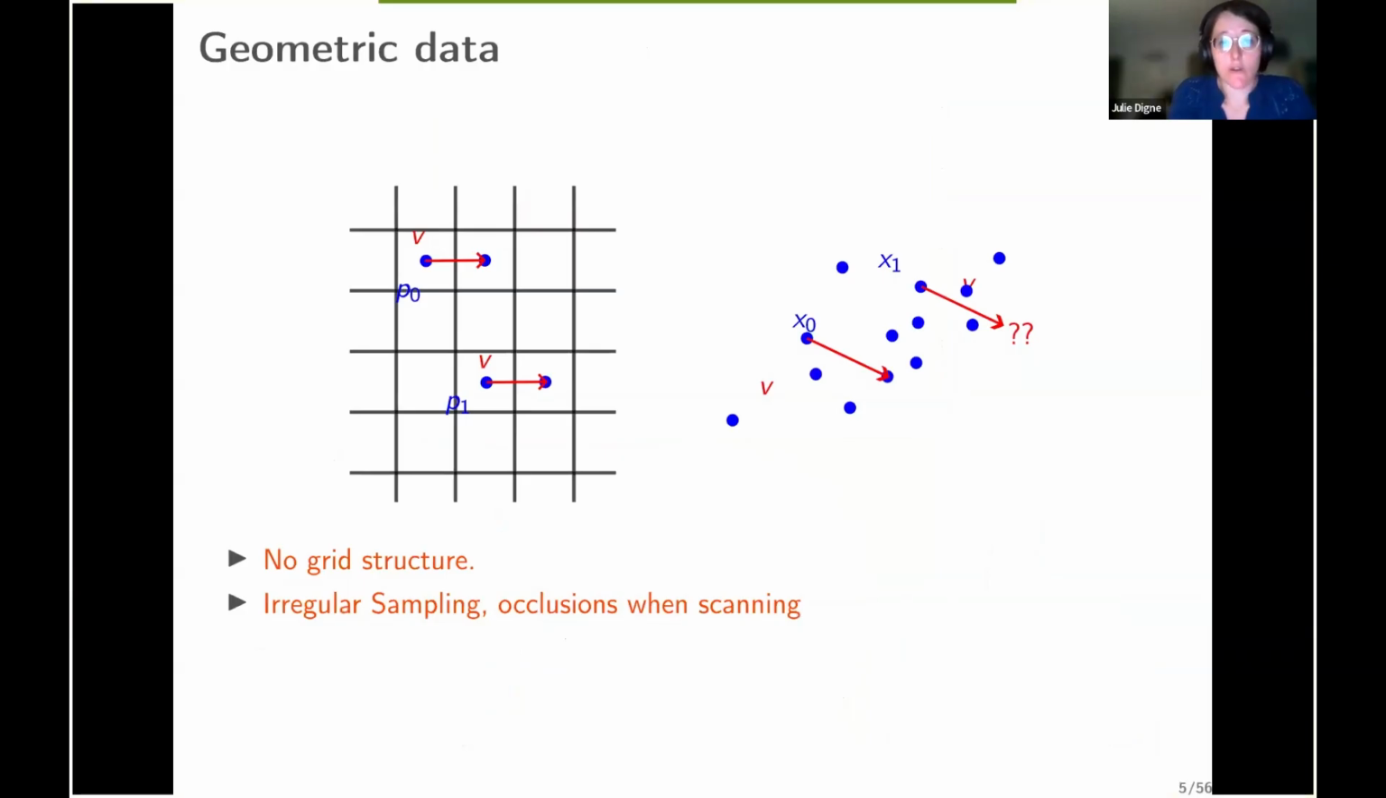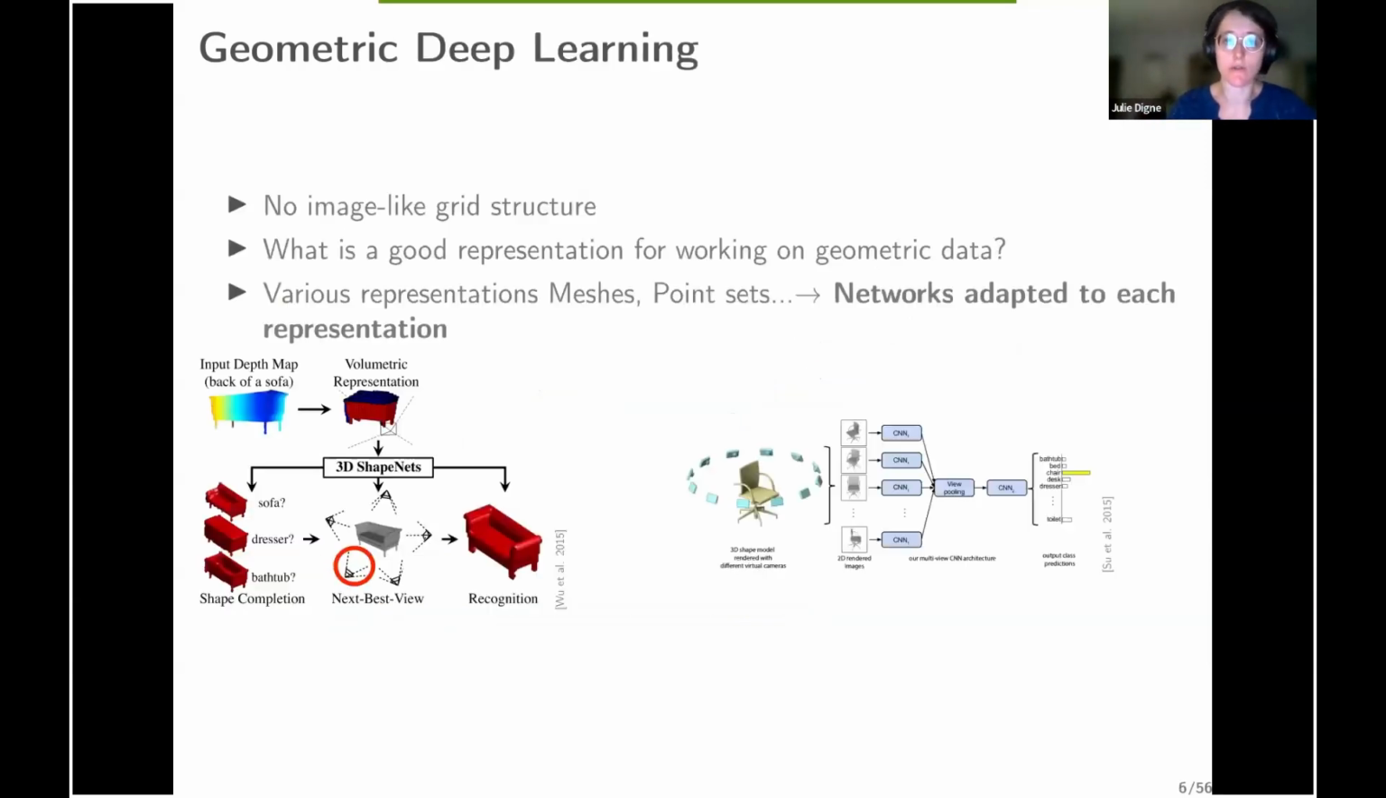Okay, so since you have no grid structure, of course, you cannot benefit from translation equivariance. Basically, if you move in a direction from a point in an image, if you're not on a boundary, you will move to the right and you will see another pixel. Now, if you move by a translation v in a point set from a point to another point, and if you do the same translation for x1 instead of x0, probably you won't find anything. Maybe you went just out of the surface, the surface was not flat at this point, or maybe there was an acquisition hole. So there are a lot of issues with no grid structure, plus irregular sampling, plus occlusions when scanning, of course.